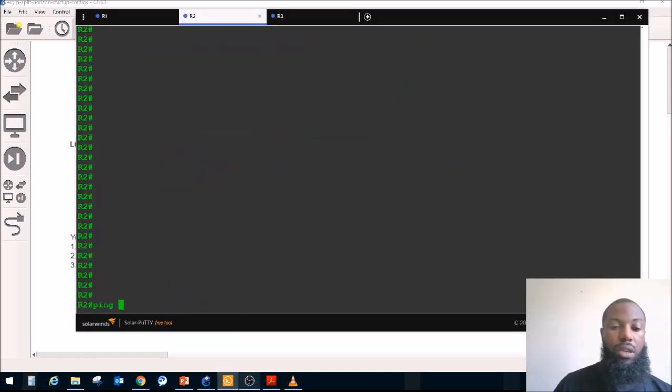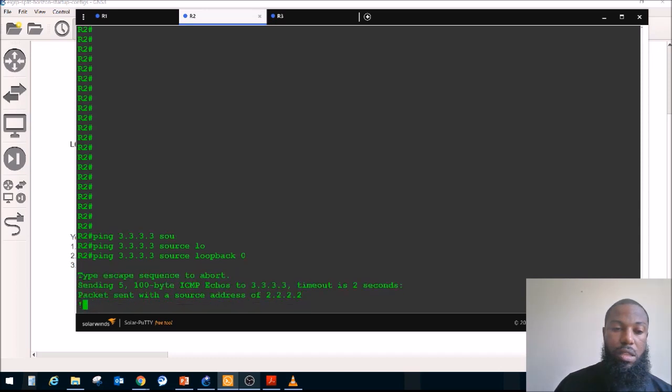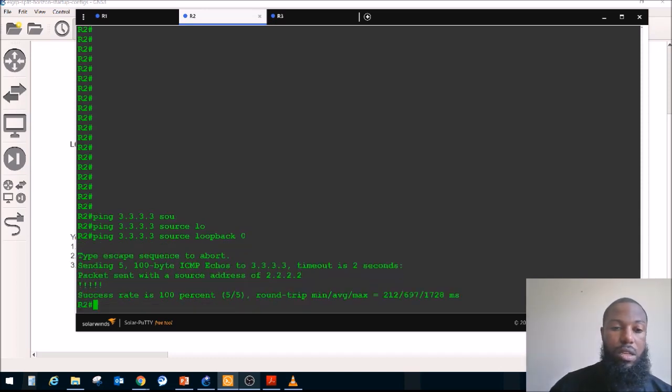I'm going to ping 3.3.3.3 with a source IP of the loopback. And we went ahead and did that. We pinged router 3 with the source IP of loopback 0, which lets us know that they can see each other's loopback addresses.